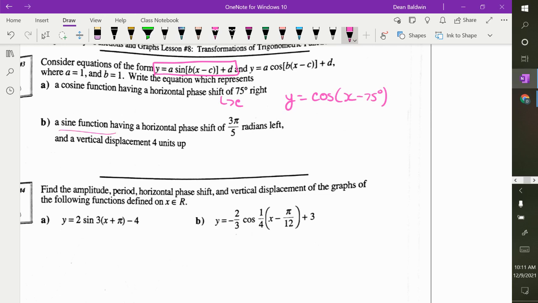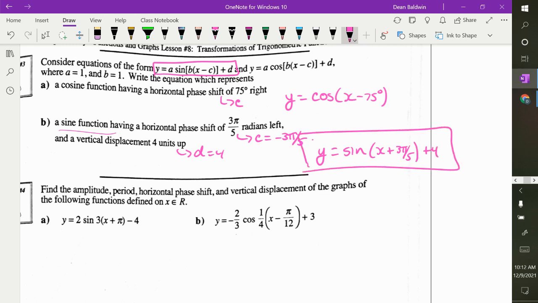A sine function with a horizontal phase shift of 3 pi over 5 radians left. Is that C or D? And it's negative. And a vertical displacement 4 units up. Is that D? And it's equal to 4. So we get, what do we sine? Sine of x what? Plus 3 pi over 5 plus 4. Is that okay? All right.